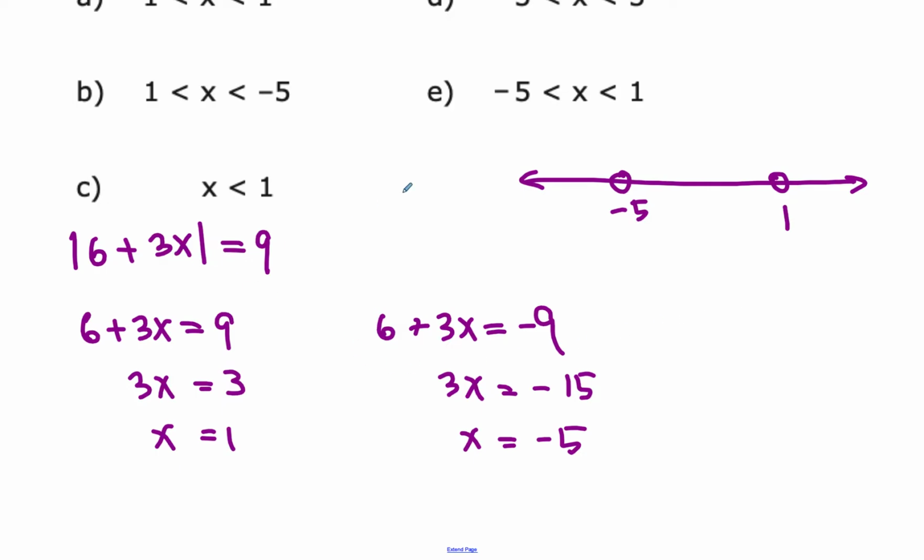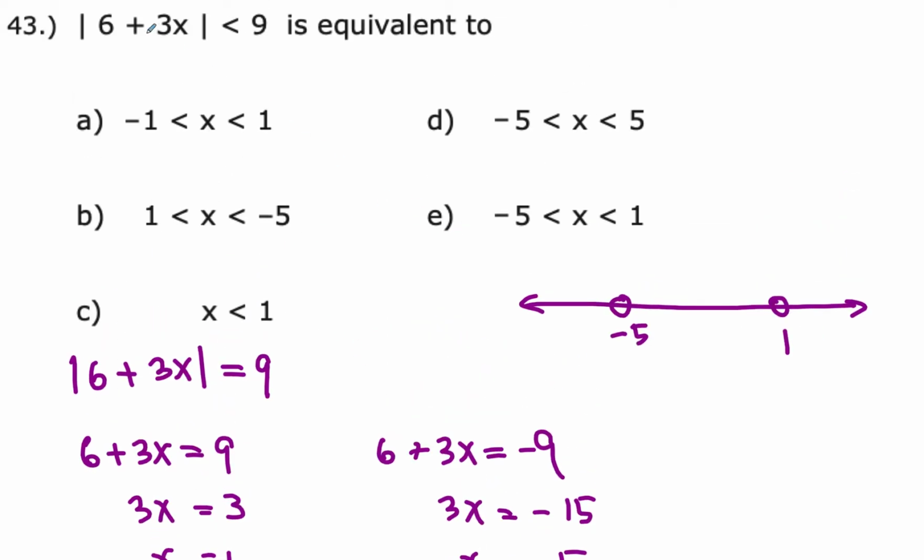Open circle, because as you can see, the inequality is less than 9, not less than or equal to. So I have 3 intervals here, and I'm going to plug in a number to see which interval works. First, I'm looking for something that's less than negative 5. So what if it were negative 6? I'm going to plug in negative 6 in place of x and see what we end up getting. So the absolute value of 6 plus 3 times negative 6.